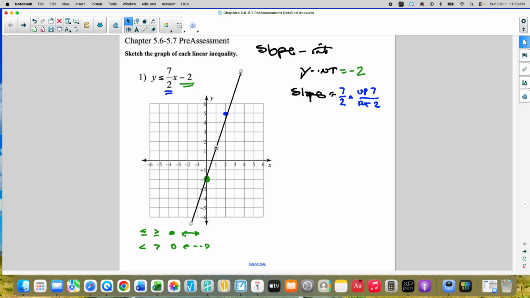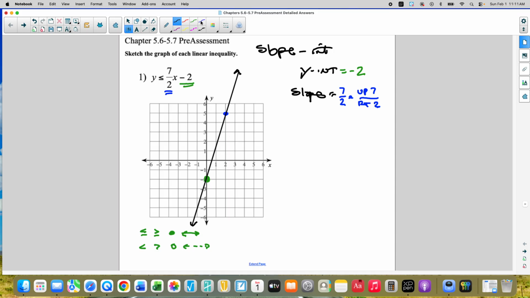All of these points on the boundary are going to be solutions, because it's equal to. So this is the boundary between true and false, and all the points on this boundary are true. That's why they're a solid line, and that's why it's a closed circle. And now one of these sides is going to be true, meaning solutions, and one of these sides are not going to be solutions.